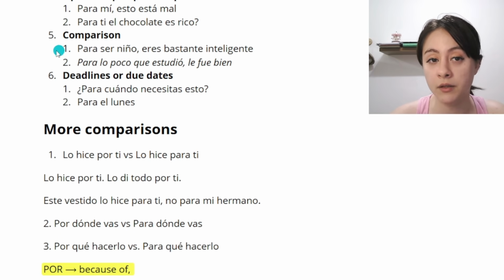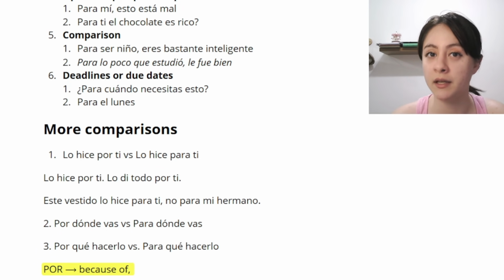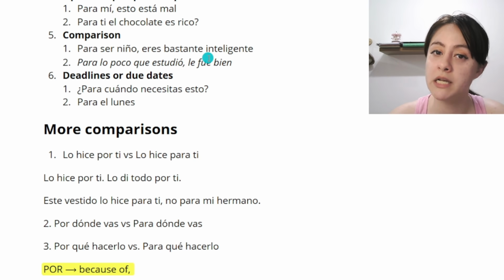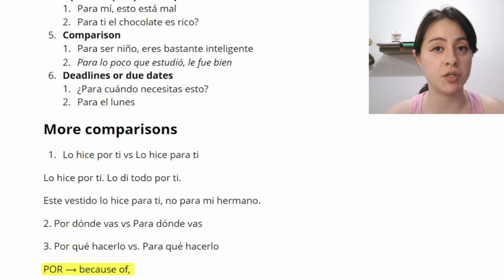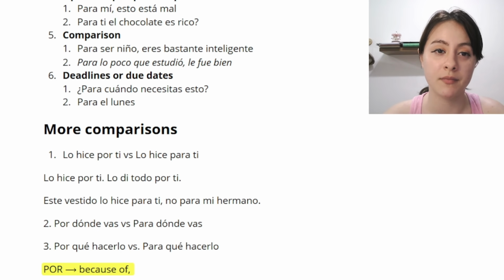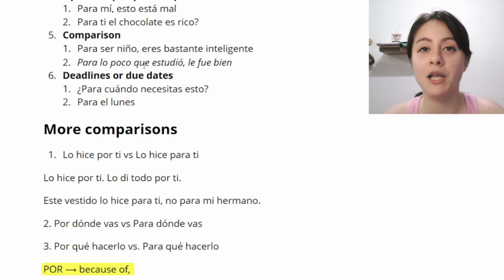Para ser niño, for a child, you don't use the verb to be there as in English, but it's implicit. Then the second one, another example. Para lo poco que estudió, le fue bien. Given how little he or she studied, he or she did well. Again, for comparisons.